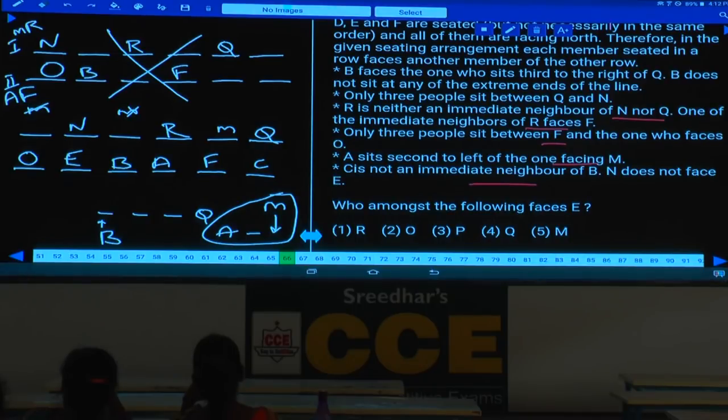Tell me who are the persons in row 1? Row 1, M to R, and all of them are facing south. M, O, P, Q, R and O. And in row 2, A, B, C, D, E and F are seated, and they are facing towards north.